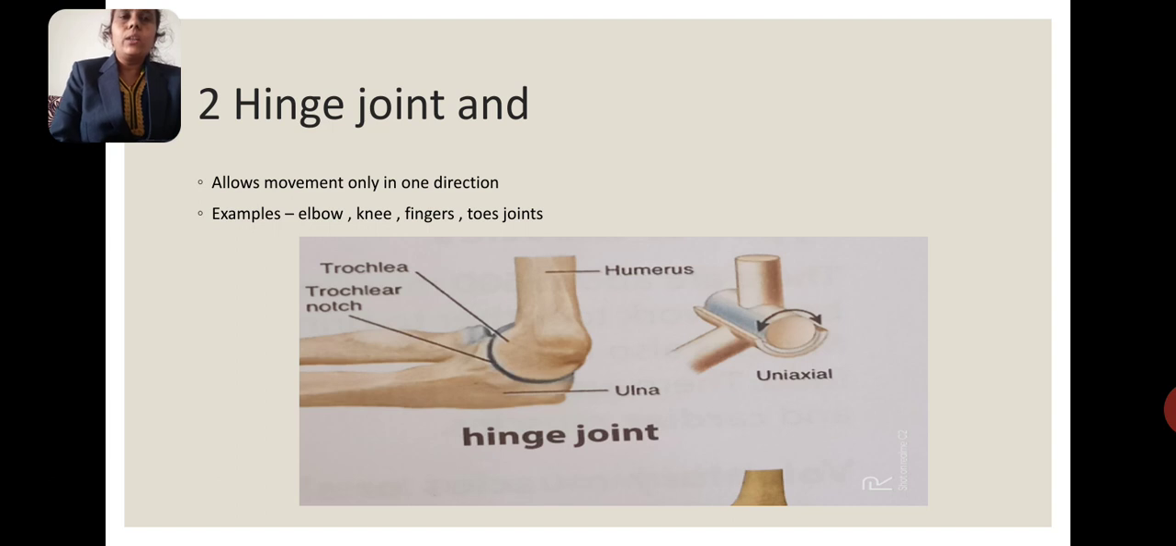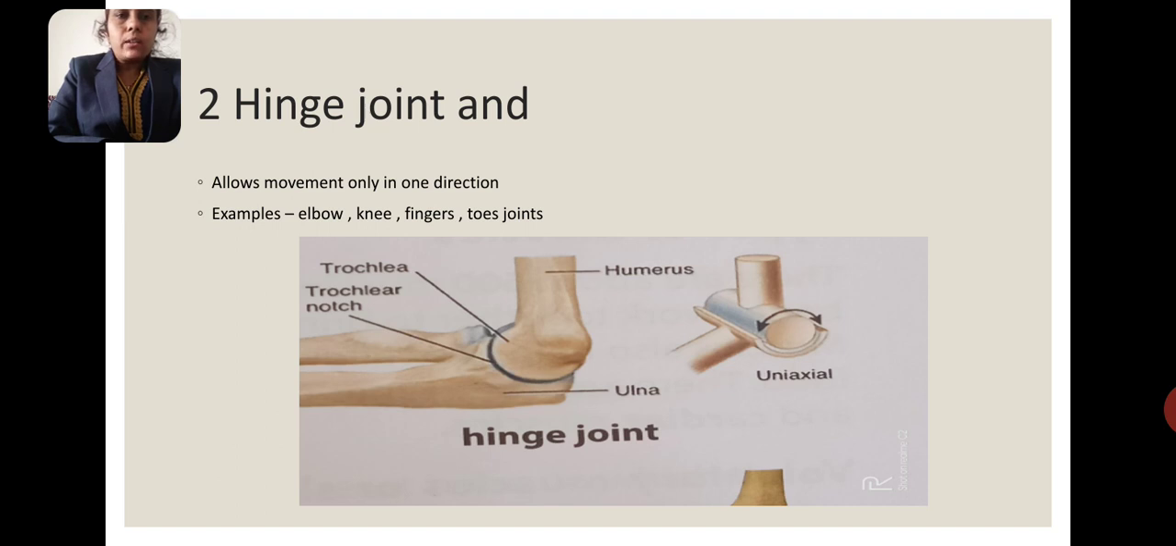After that, we have the hinge joint. In the previous type we have seen that maximum movement is allowed, but in the hinge joint, movement is allowed only in one direction. In the first type, we can move our body in both directions, but in the hinge joint, only and only one direction movement is allowed. You can see in the figure also how the hinge joint is there.